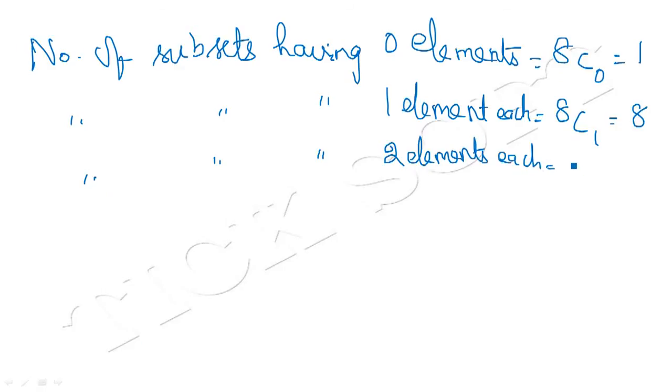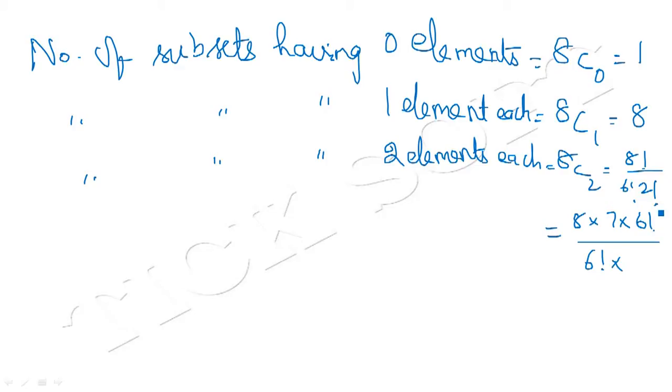And now we are going to find the number of subsets having 2 elements each. This will be equal to 8C2, which is 8 factorial by 6 factorial into 2 factorial. Now if we simplify this, what will we get? 8 factorial can be written as 8 into 7 into 6 factorial, divided by 6 factorial into 2 factorial, which is 2. If we divide 6 factorial by 6 factorial, we get 1. And if we divide 8 by 2, we get 4. Now 4 into 7 will be equal to 28. So the number of subsets having 2 elements each is equal to 28.